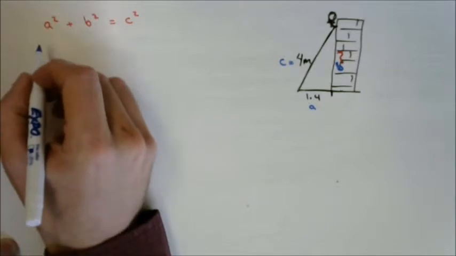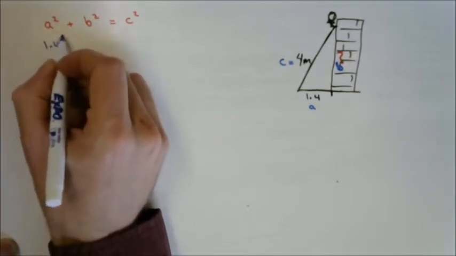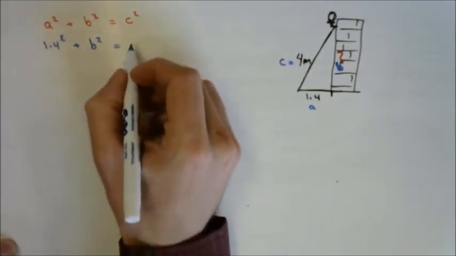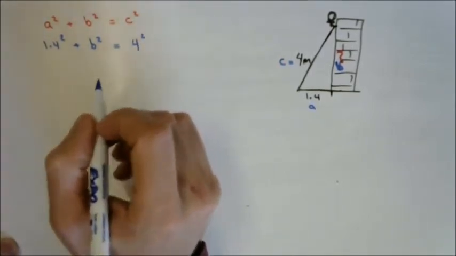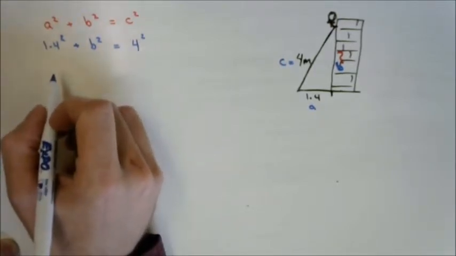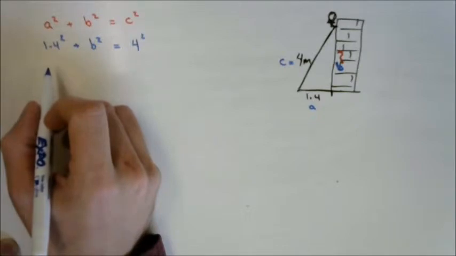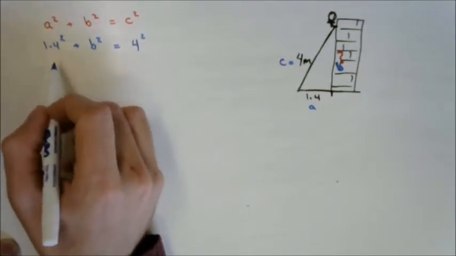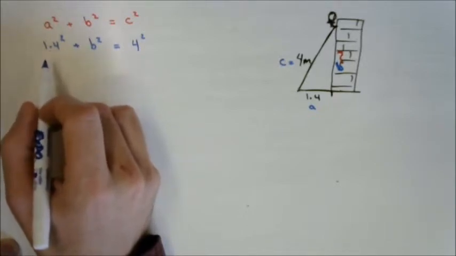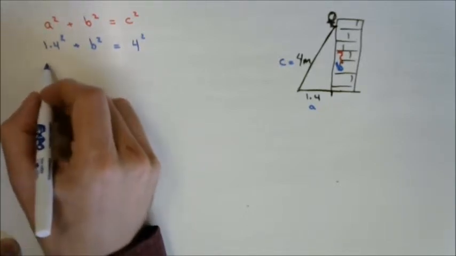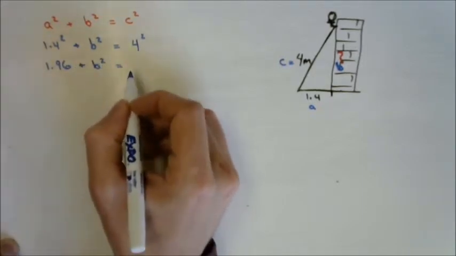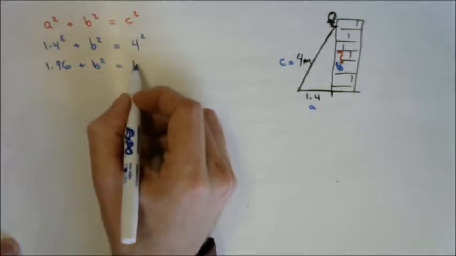Okay, so let's sub in what we know. A is 1.4, don't forget your squared. We don't know B, so we'll just copy down B squared. C is 4, don't forget the squared sign. Alright, let's simplify first by squaring the numbers that we know, so we're dealing with the exponents first. 1.4 squared is 1.96. Plus B squared, and 4 squared is 16.